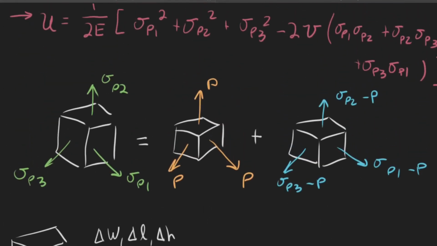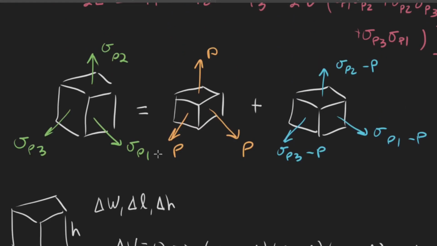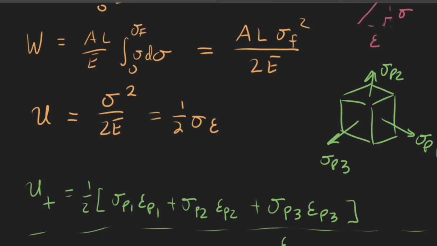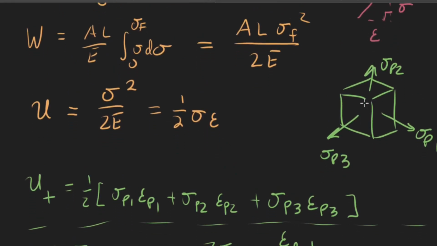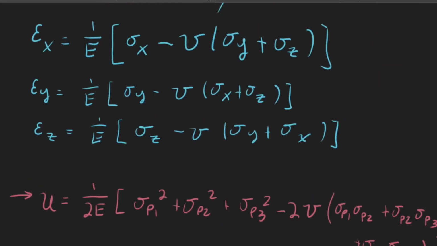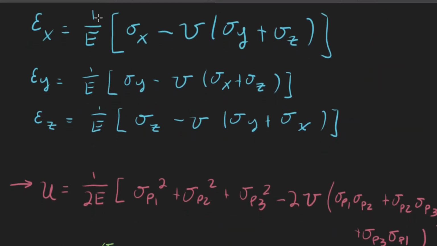So now coming back up here, when we wanted to get the distortion energy from this hydrostatic, which we said up here is 1/2 times sigma times epsilon, we know that our sigma, our normal stress, is P, and then our epsilon in any of these directions is going to be, well, we'll have our 1 over E. We'll have a P minus nu times P plus P. So we'll have P minus 2 nu P with the 1 over E out front, as our strain in each of those directions.